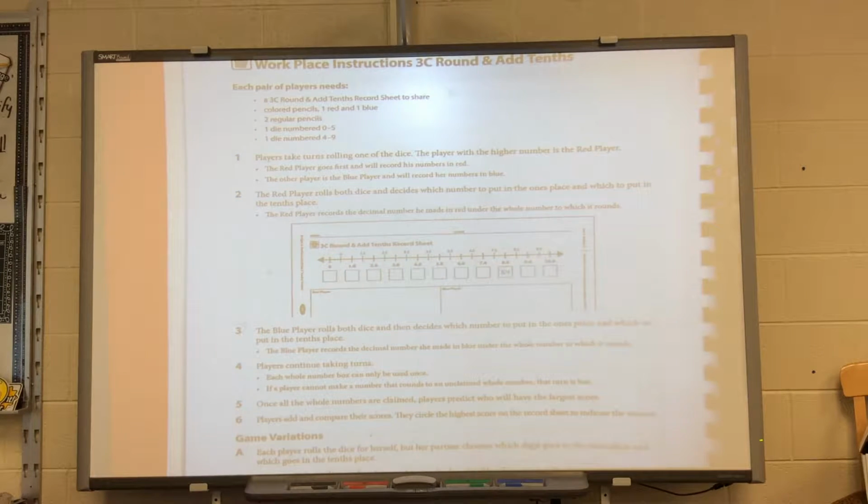These are the directions for Workplace C3C, Round and Add Tenths. To play, each set of players will need the record sheet.